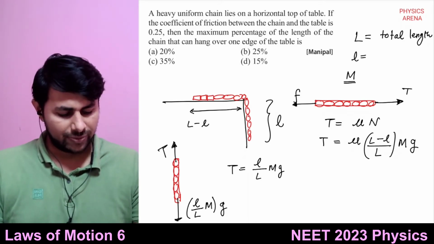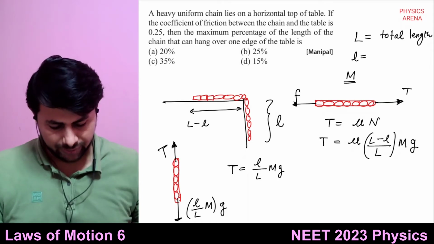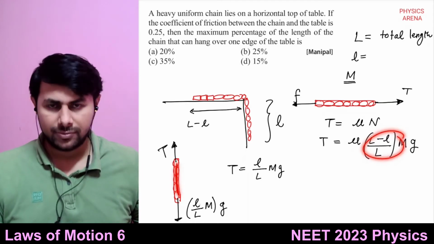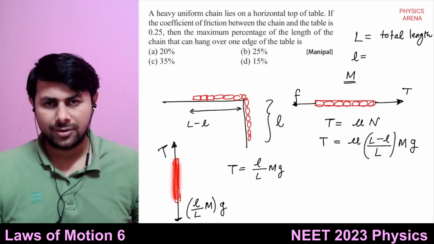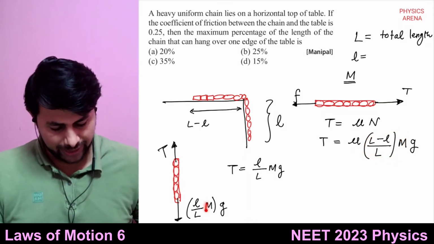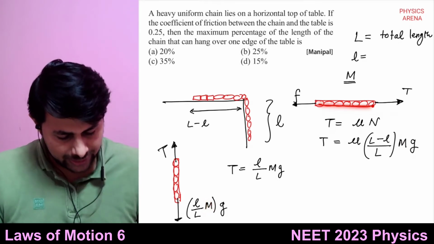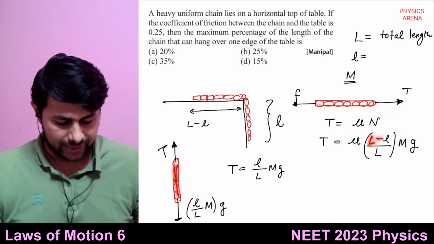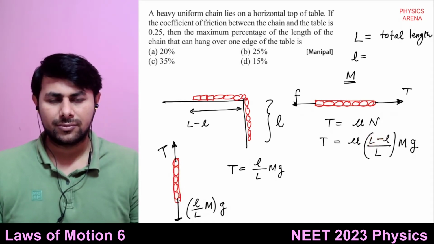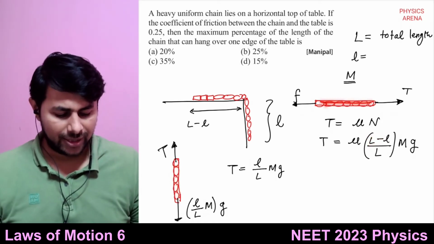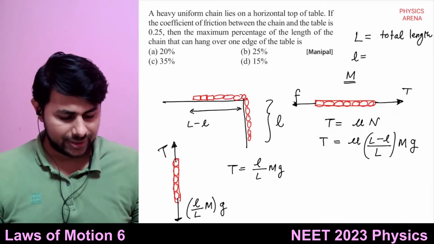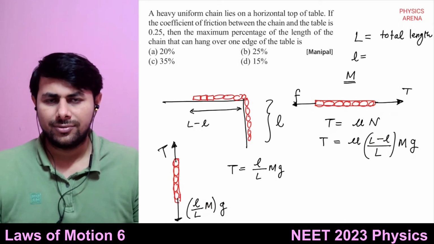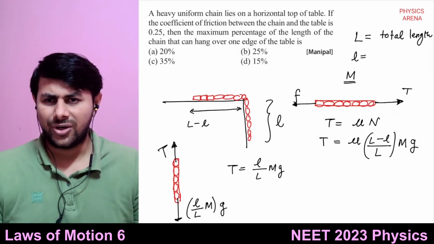So tension is equal to mu times mg. And what is the mass of this part? Just like we found the mass of this part, it's fractional length multiplied by the total mass. So the fractional length of this part is total length minus this length. You got this? Yes, no?